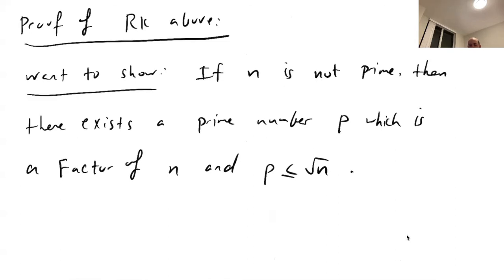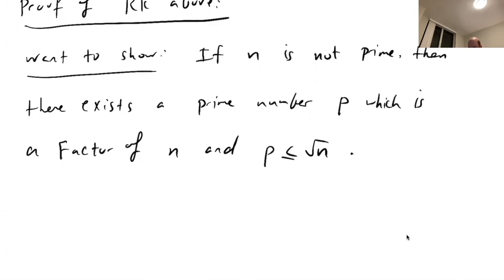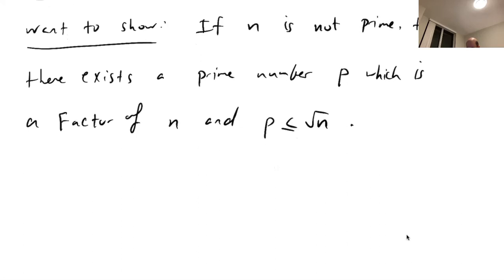So you know the equivalency, right? Between P implies Q and the contrapositive, negation Q implies negation P. You know that these two are equivalent. So right now I want to prove this version, that if n is not prime, then there is a prime number P, which is a factor of n, and P is less than or equal to root n.